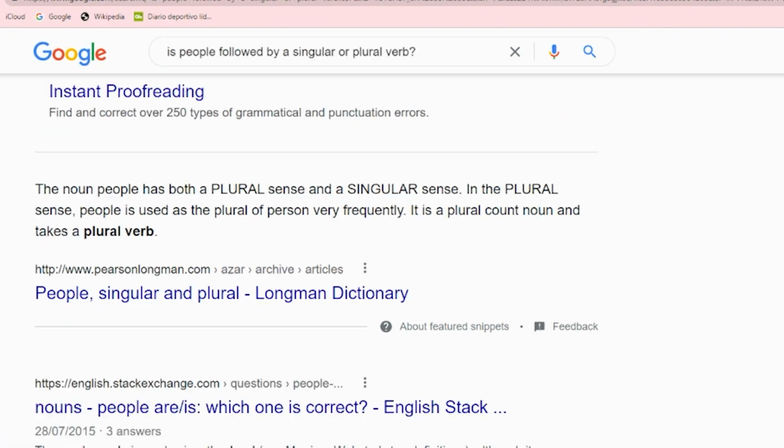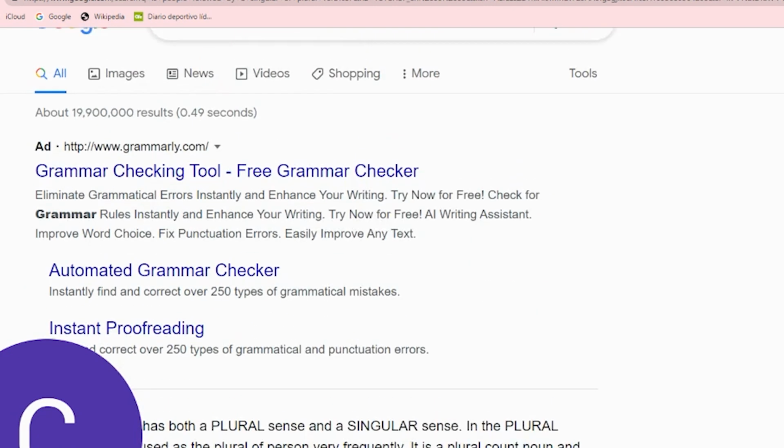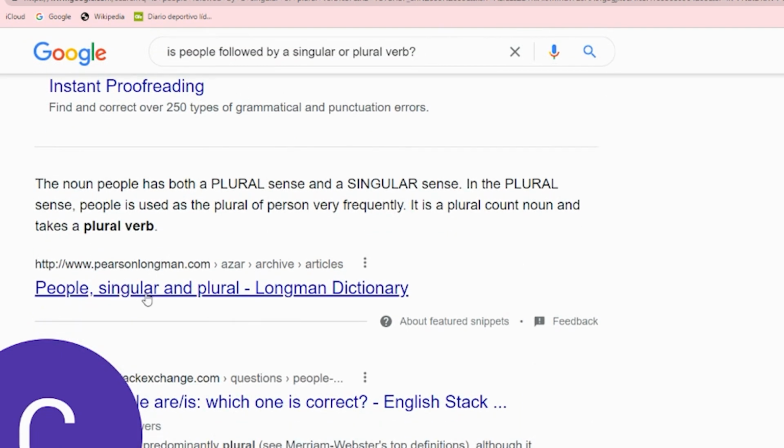Here, I made another search. I changed the question a little bit. Is people followed by a singular or a plural verb? And I found this website, Pearson Longman, which is a very respectable website. And here it says that because it is a plural count noun, it takes a plural verb. So this is reliable information. Always make sure that you use reliable sources.